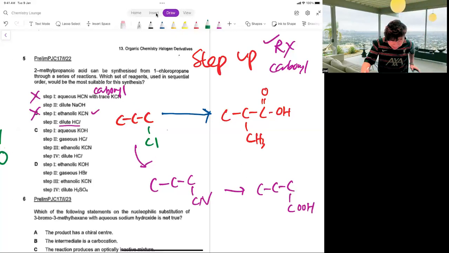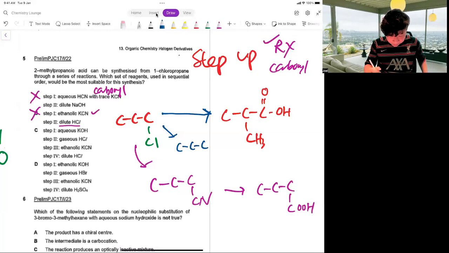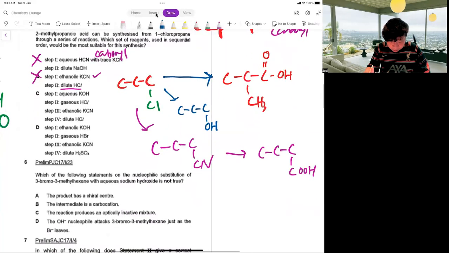Next one, I just try a different one. I try C. These are good, I practice a lot. Aqueous KOH, so OH. Gaseous HCl. What are we talking about? What's gaseous HCl? So funny. No link, I don't understand what the gaseous HCl one is.